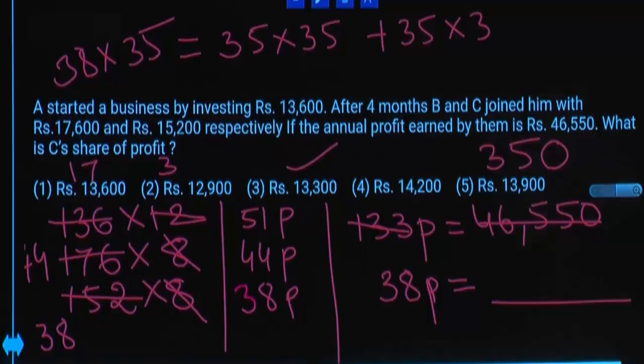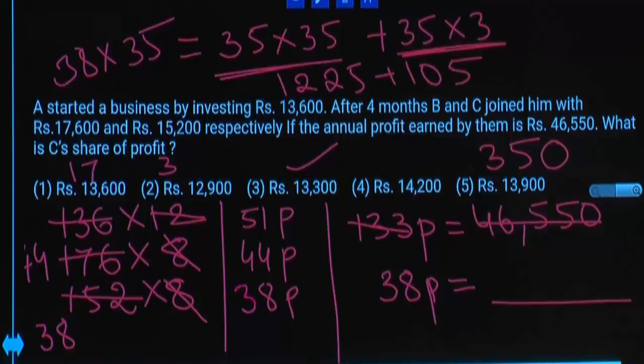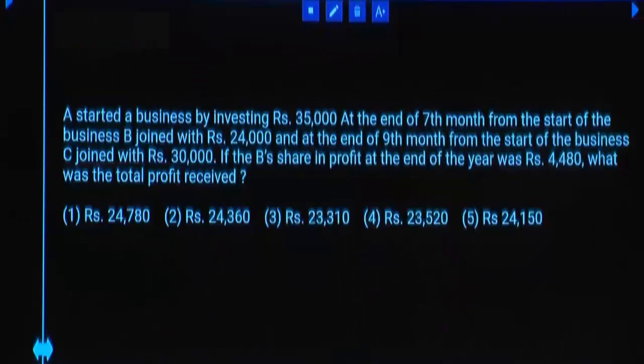What is this? 1225. What is this? 1225 plus 105. How much is that? 1330. 1330, and still you have a 0? 13,300.